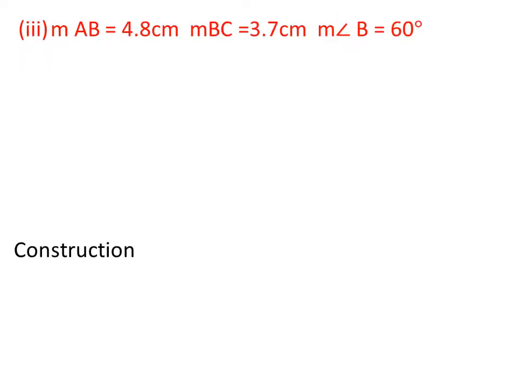In this question, two sides and one angle are given. Measure AB equal to 4.8 cm, measure BC equal to 3.7 cm. Measure angle B is also given, which is equal to 60 degrees. We have to construct a triangle ABC. First of all, draw a line segment AB which is equal to 4.8 cm.